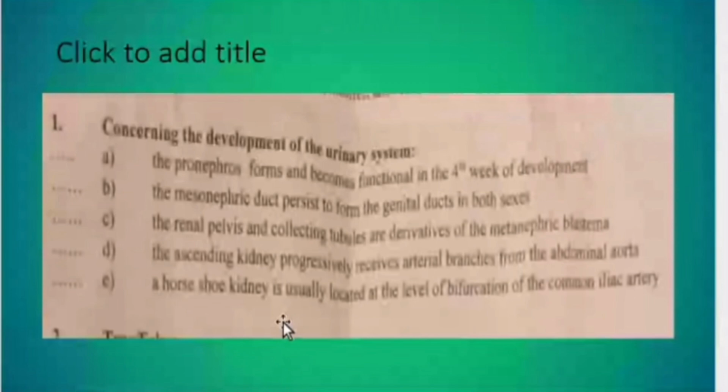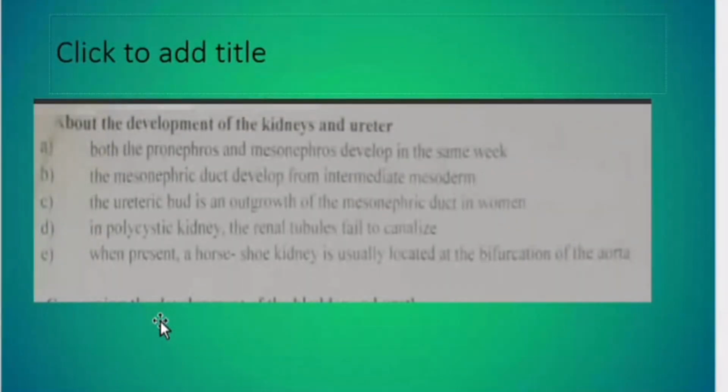Your renal pelvis comes from your what? Your mesonephric duct. Okay, perfect. So your renal pelvis comes from the ureteric bud. Okay. Now, lastly, the ascending kidney progressively receives arterial supply from the abdominal aorta. This is true. I think we mentioned this part. Then a horseshoe kidney is usually located at the level of the bifurcation of the common iliac. False. We mentioned that this is at the level of your what? Your inferior mesenteric. Perfect. Right.